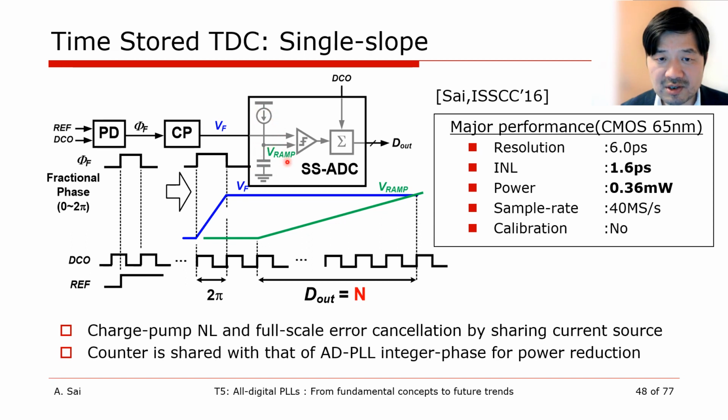Moreover, the DCO integer phase counter is reused for the single-slope AD conversion, which results in the DCO full scale being determined by the ratio of the capacitor for the time-to-voltage conversion VF and single-slope generation VRAMP. Consequently, much better INL with low power is achieved without DCO period detection and any calibration.